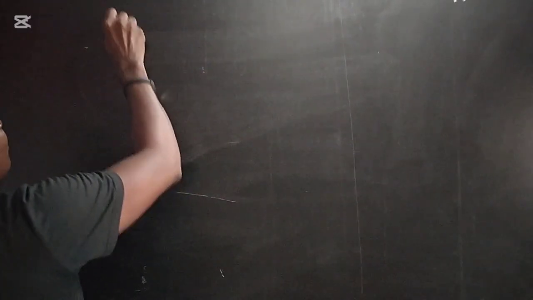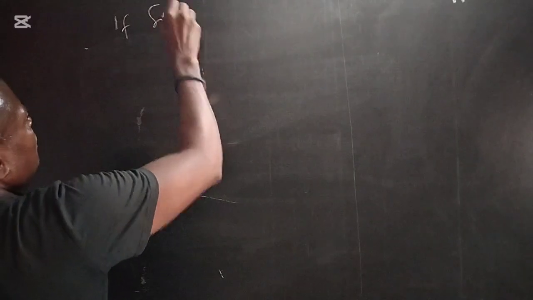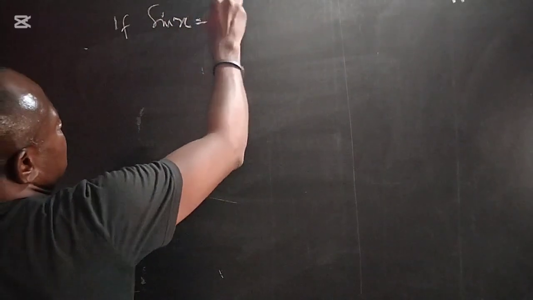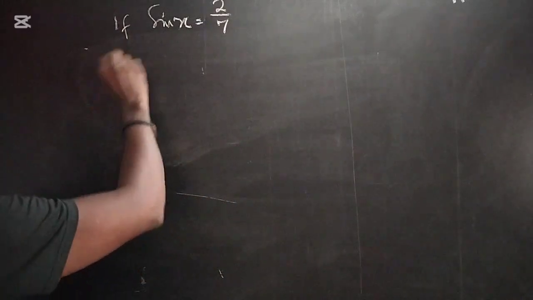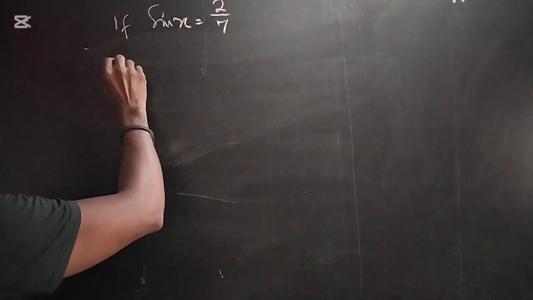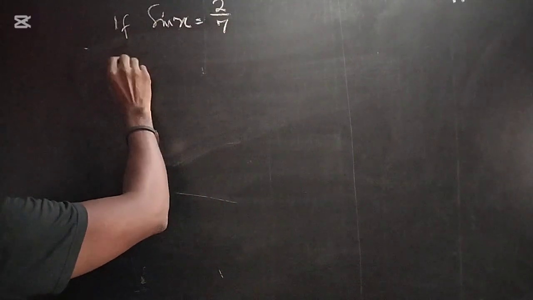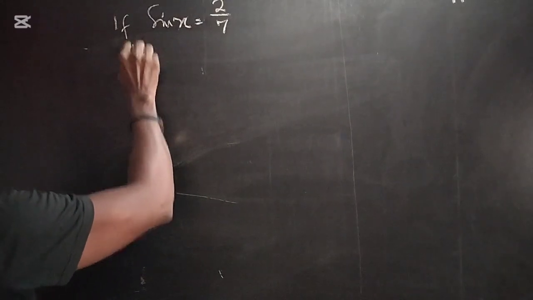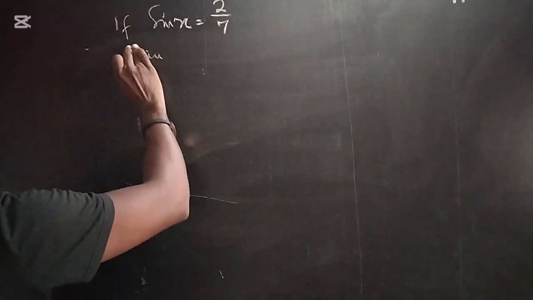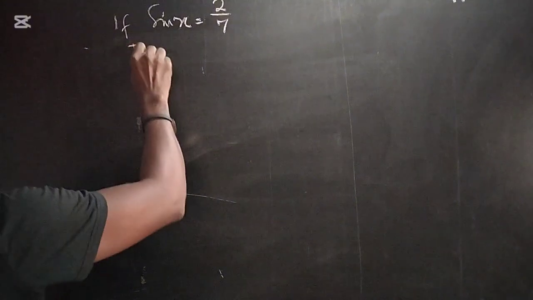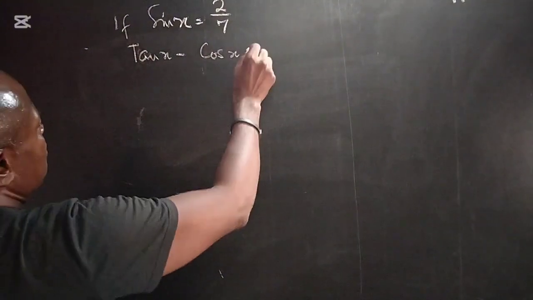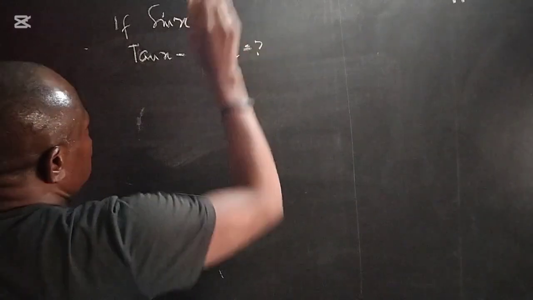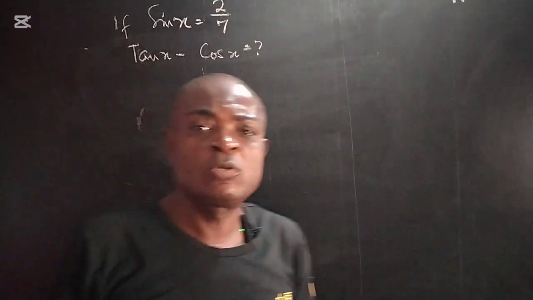Okay, our next question says, if sine x is equal to 2 over 7, we are to determine the value of tan x take away cos x. This is what we are to find.